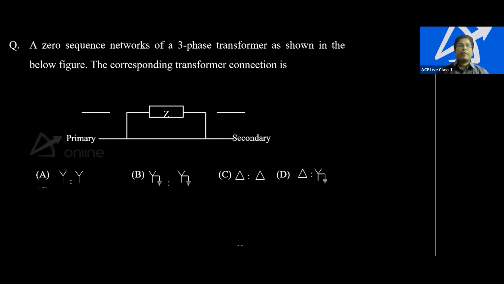The next question: a zero sequence network of a three-phase transformer is shown in the figure below, the corresponding transformer connection will be. So it is given that the zero sequence network of a transformer connection is given, right? They're asking what type of connection is this one? Is it star ground, star ground, star unground, star solidly grounded on both sides, delta on both sides, delta star grounded?